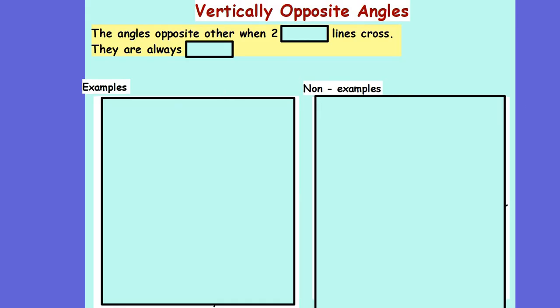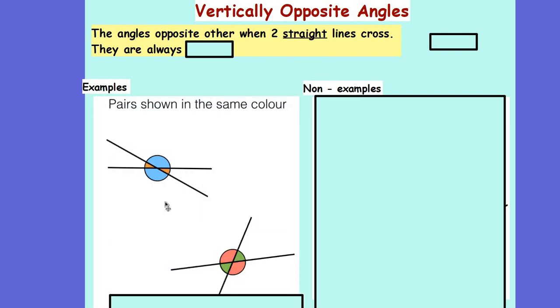Right, I want to look at one more angle fact, okay? The angles that are opposite each other when 2 straight lines cross are called vertically opposite angles, okay? So if I've got 2 straight lines, like so, the angles opposite each other, these blue ones or these orange ones, we call them vertically opposite. Or in this example, the red ones and the green ones, we call them vertically opposite. They're opposite each other. And they are always equal. So the blue angles are going to be equal and the orange angles are going to be equal, the green angles are equal to each other and the red angles are equal to each other.